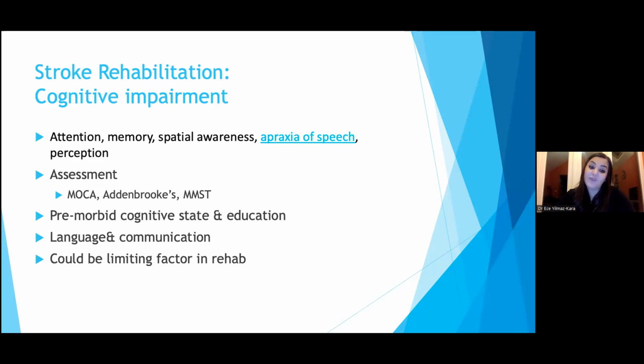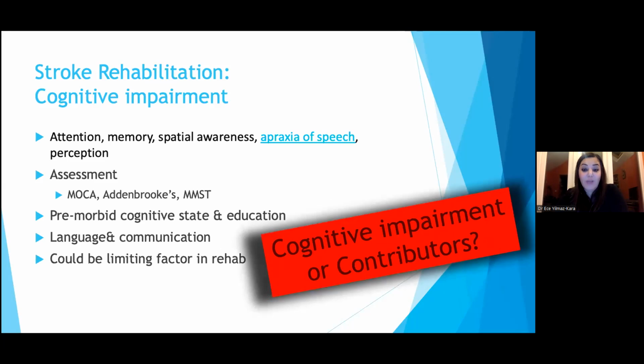Then it becomes very challenging to assess, but neuropsychologists are trained to assess cognition, even with communication difficulties. And this could be a limiting factor in rehab. And we must look into contributors before determining that established cognitive impairment.